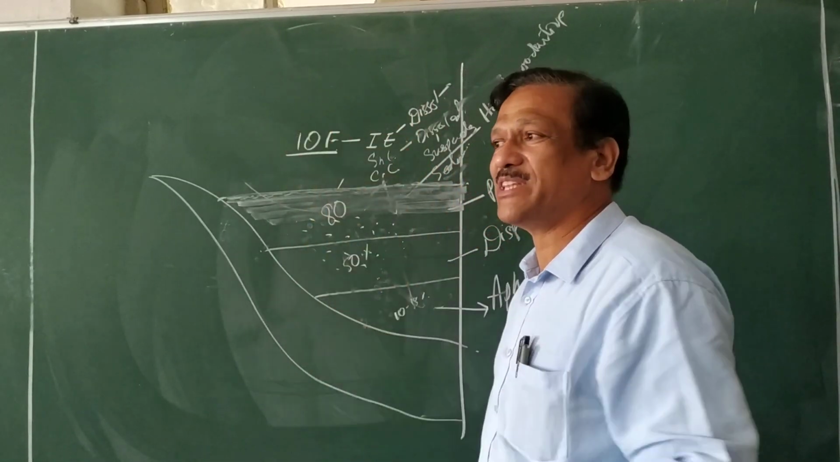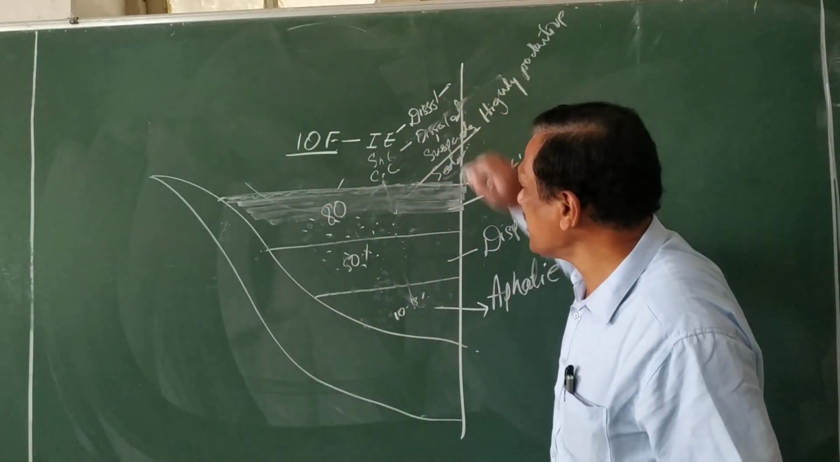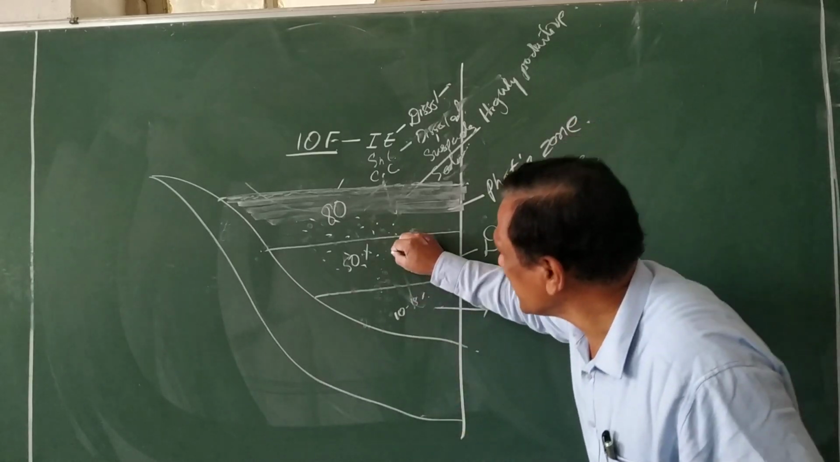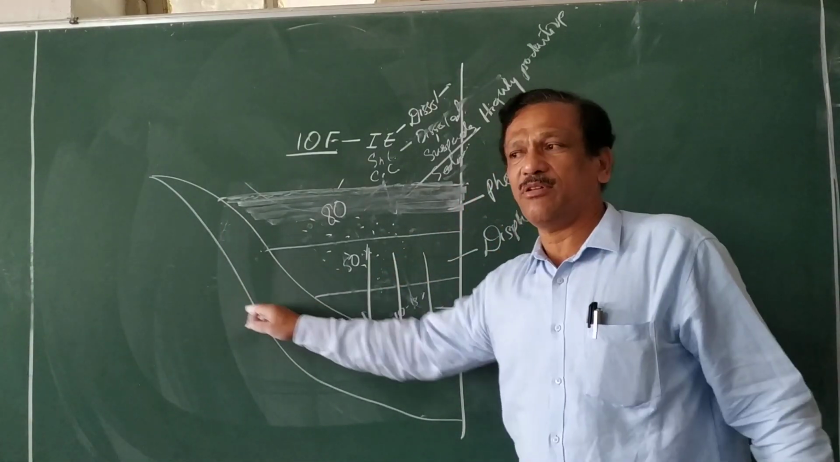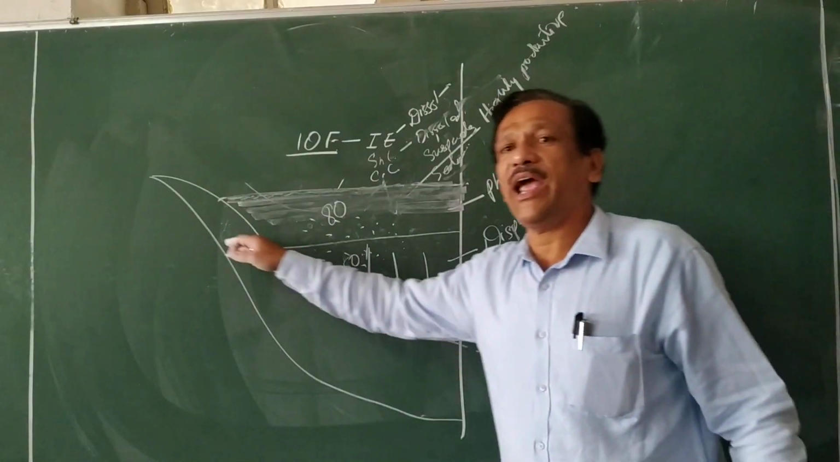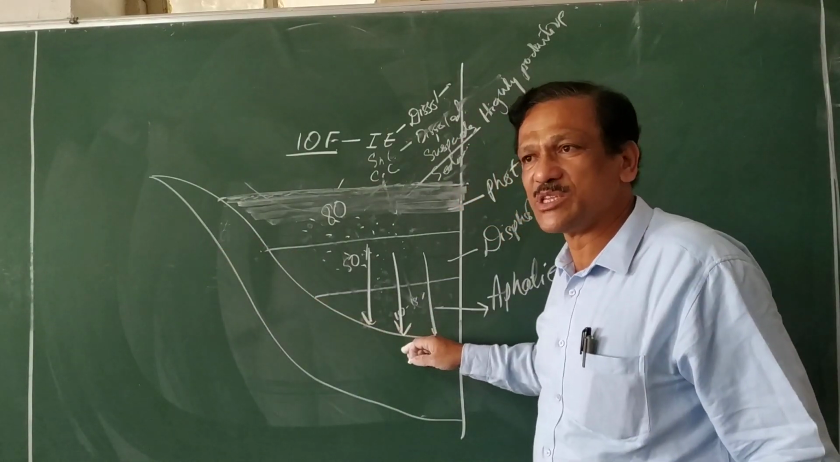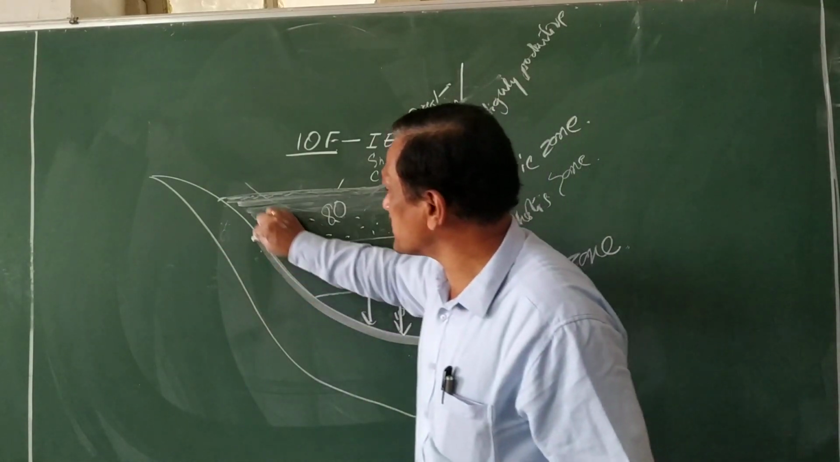Otherwise they can't be seen with the naked eye. Whereas sedimentary particles are always sedimented in the bottom of the pond ecosystem or any aquatic ecosystem. So these are the sediments.